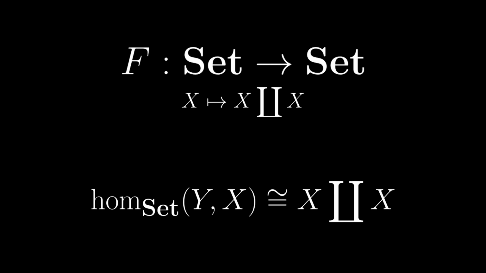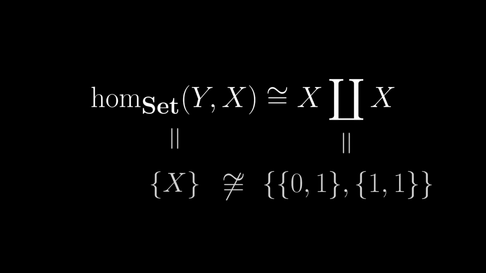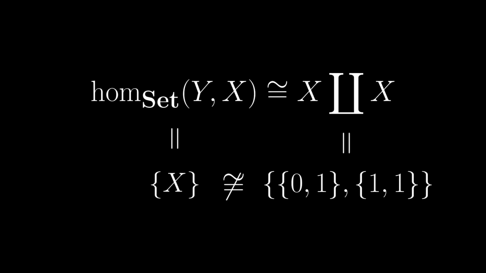If we take the case where X is the singleton set, then the Hom set of Y and X is just the singleton set. But the coproduct of the singleton set with itself is the set with two elements, so these sets are not isomorphic, and hence no Y exists.